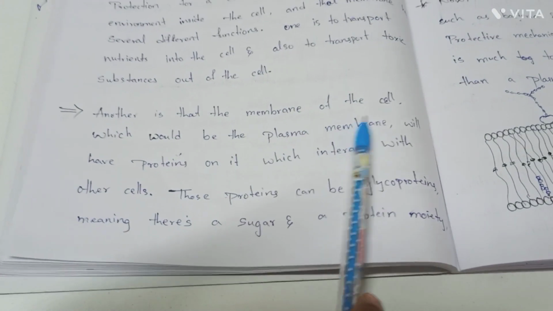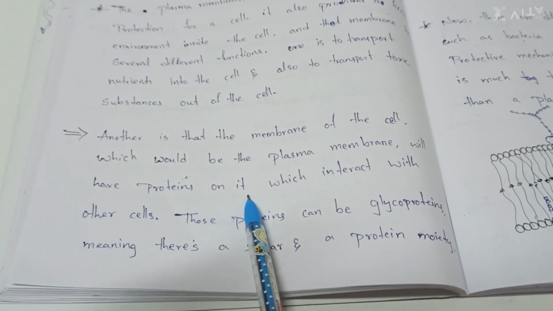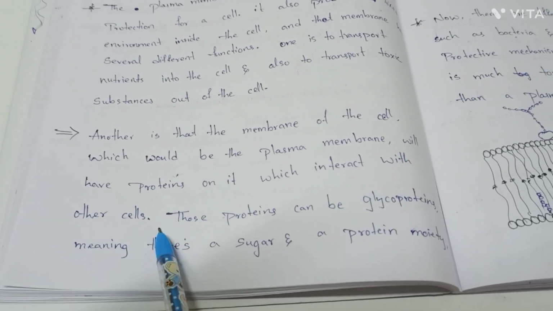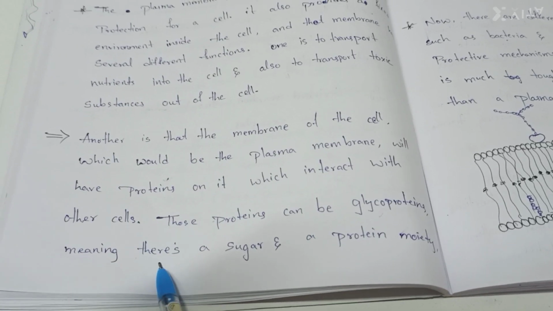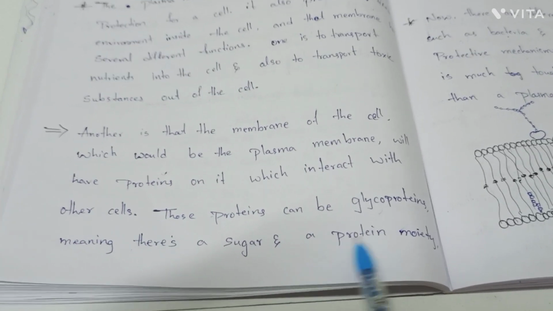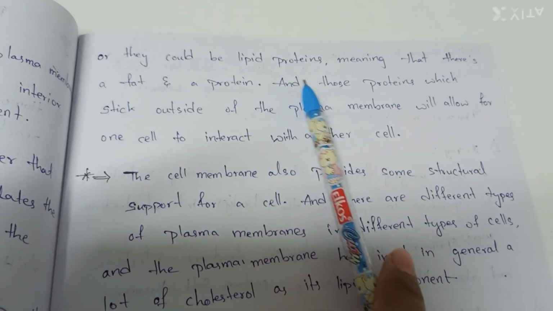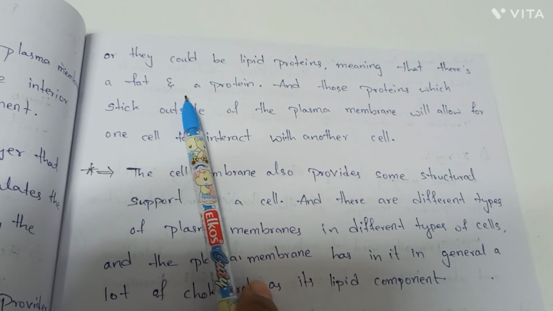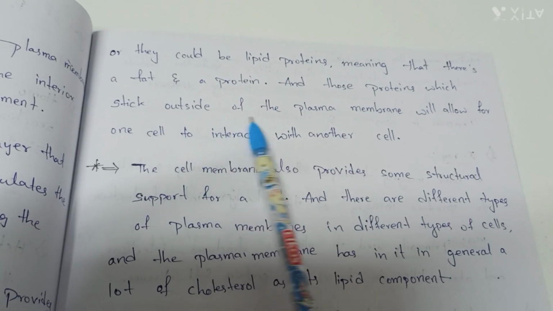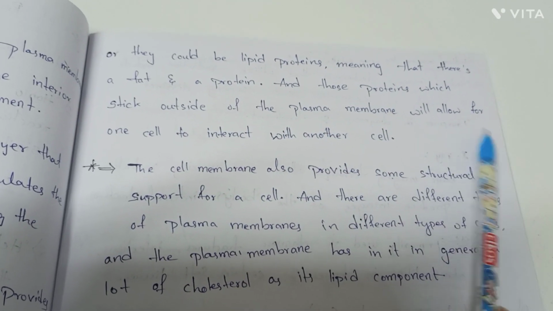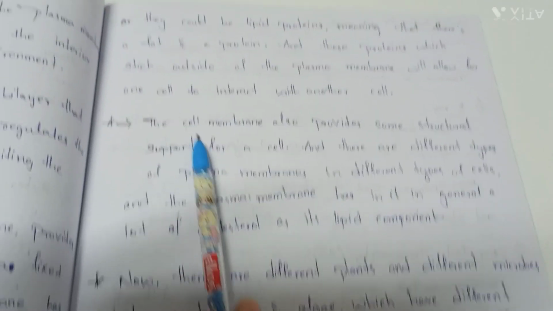Another is that the membrane of the cell, which would be the plasma membrane, will have proteins on it which interact with other cells. Those proteins can be glycoproteins, meaning there's a sugar and a protein moiety. Or they could be lipoproteins, meaning that there's a fat and a protein. And those proteins which stick outside of the plasma membrane will allow for one cell to interact with another cell.